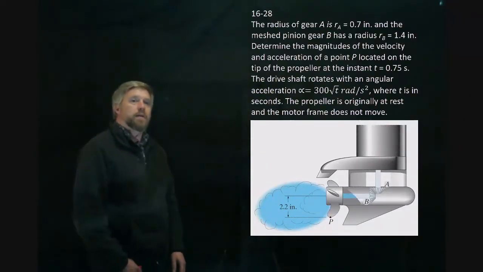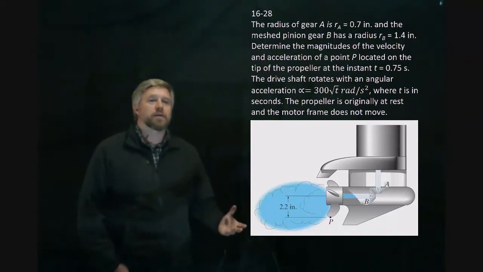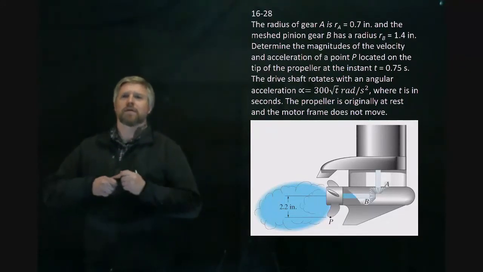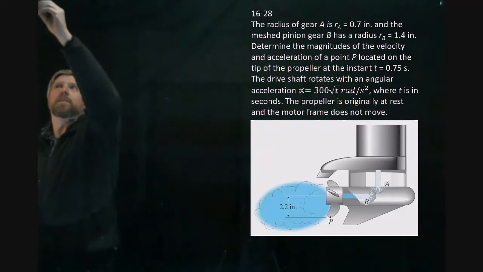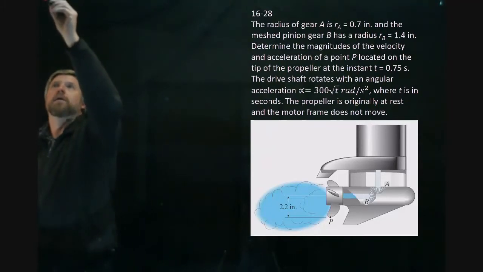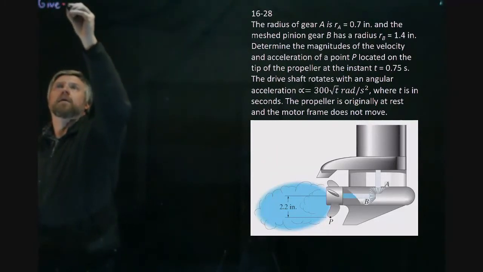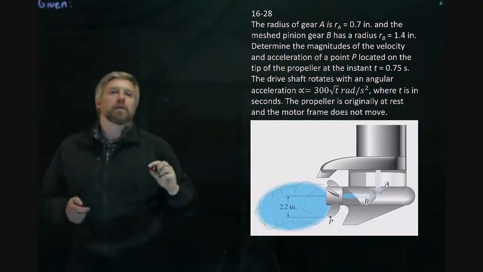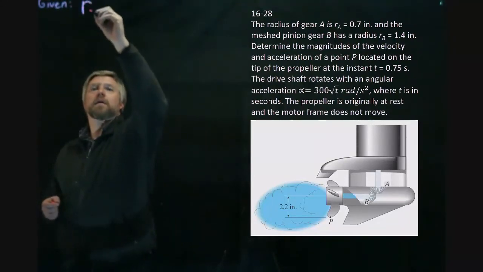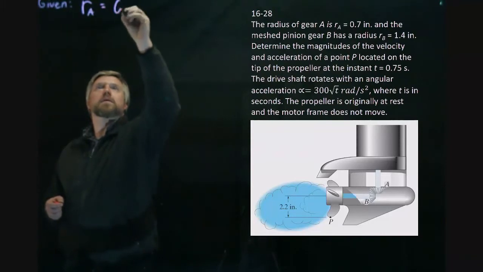It states the radius of gear A is R_A equals 0.7 inches. So let's go ahead and start with our givens right away. Start up here just listing our givens. Okay, the very first one is that R_A is 0.7 inches.